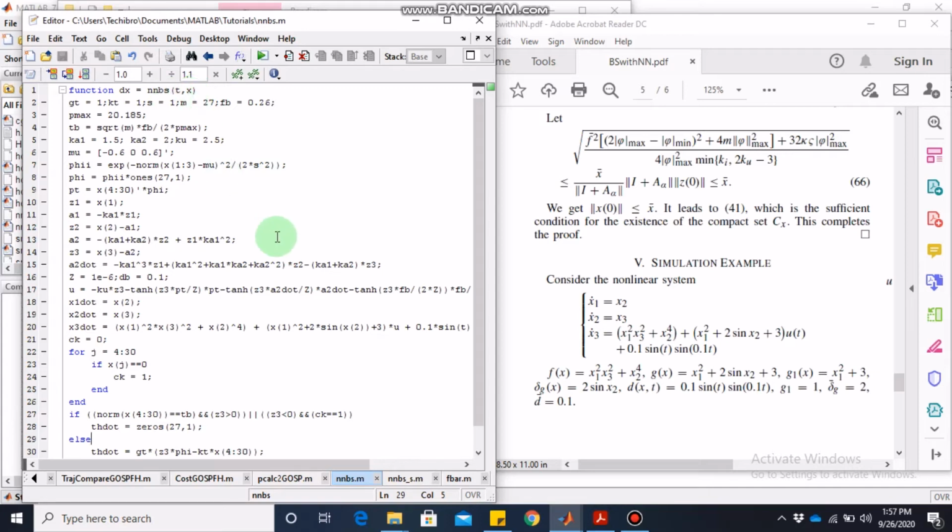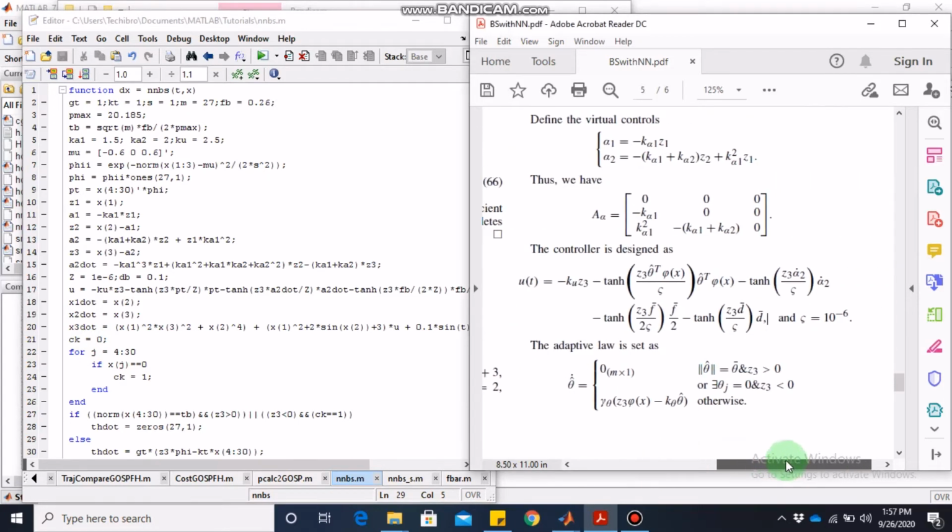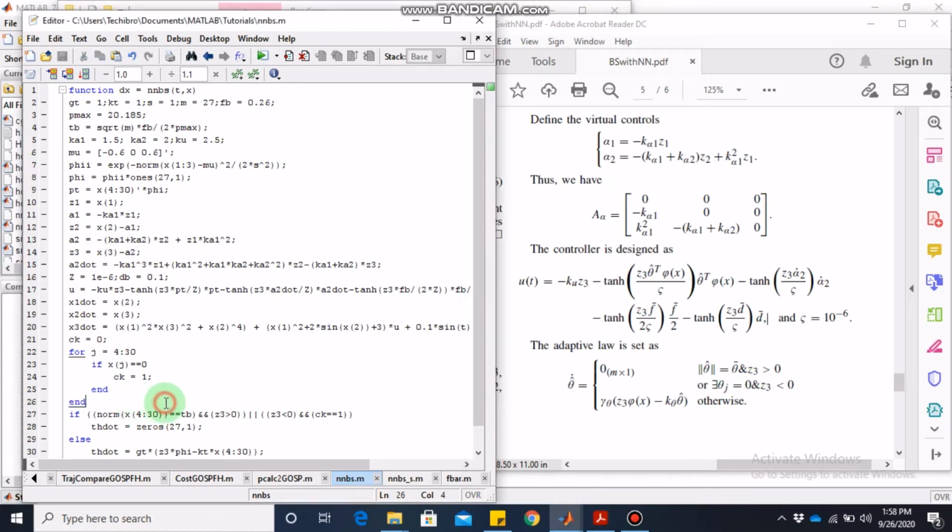So this t you can use here, and then there is a check, because in order to implement this theta hat dynamics, you have to check if there exists a theta which is equal to 0. So I have for j between 4 to 30, if x of j is equal to 0, then check is equal to 1. If check is equal to 1, that means that there exists at least one theta j which is 0, which I need to define the dynamics of this theta hat.